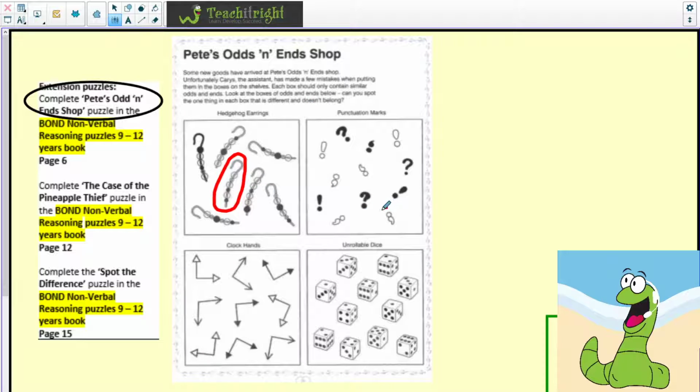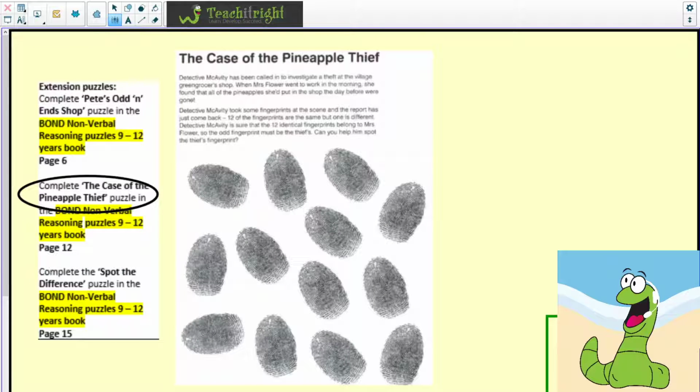And we've also got this one here that is different from the rest. And then looking carefully, we've got this one that is different. And then we've got this one that is different as well. So hopefully you found those 4. And then we've got the prints.